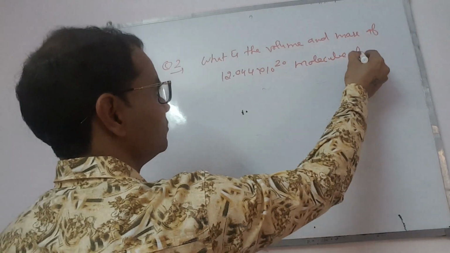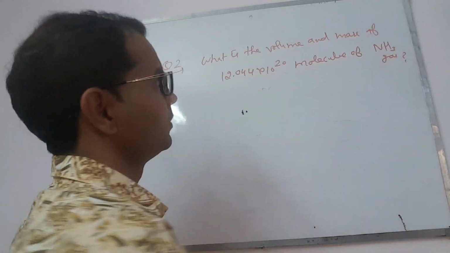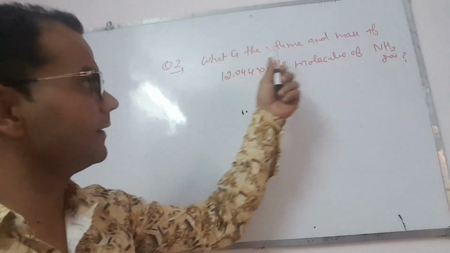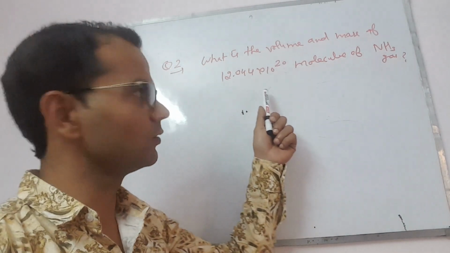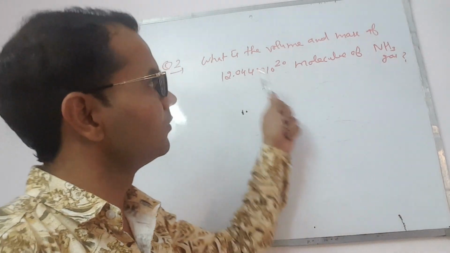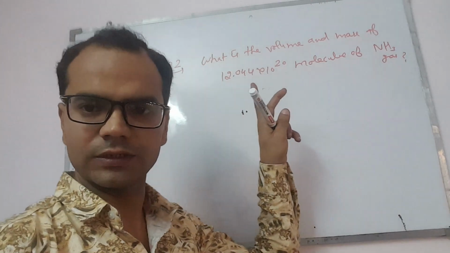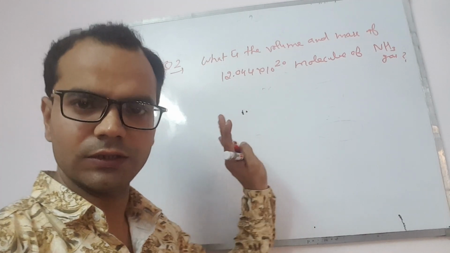Molecules of ammonia gas. What are the volume and mass of 12.044 into 10 raised to power 20 molecules of ammonia gas? One piece of information is there and we have to find out two others. So first find out the moles.